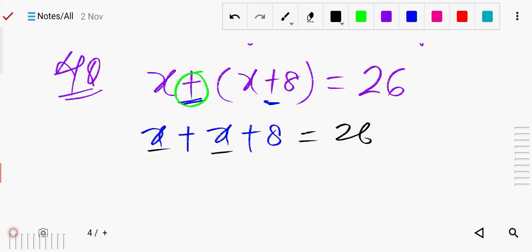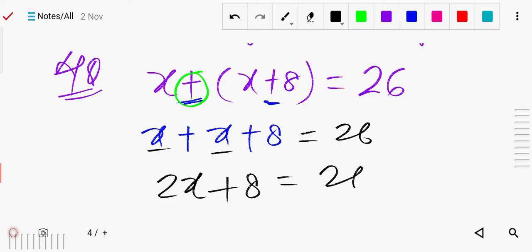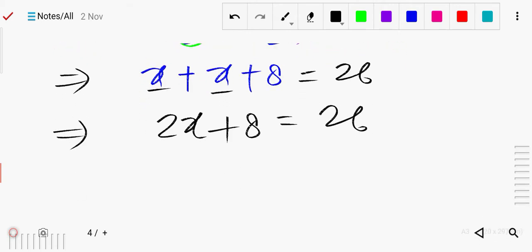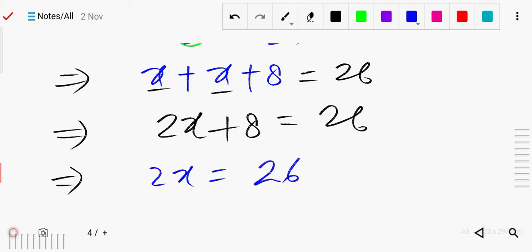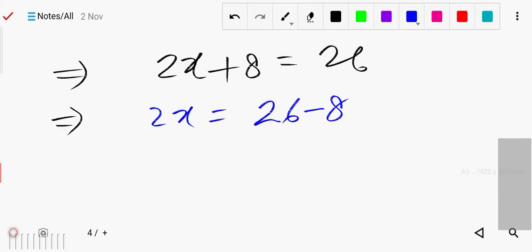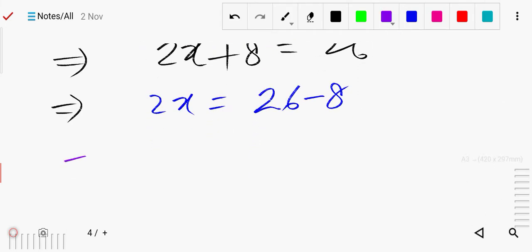Now x plus x, we can add the same type of variable. So 2x plus 8 equals 26. Okay, now next, we will send this 8 to the other side, so it will be minus. So 2x equals 26 minus 8, which is 18.